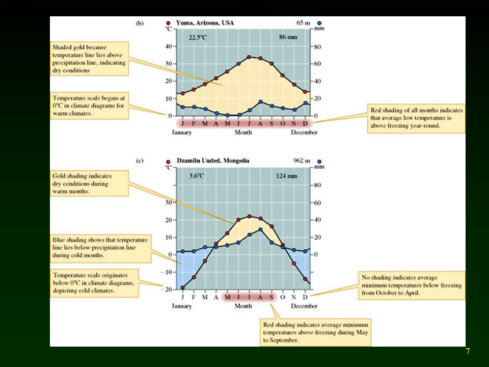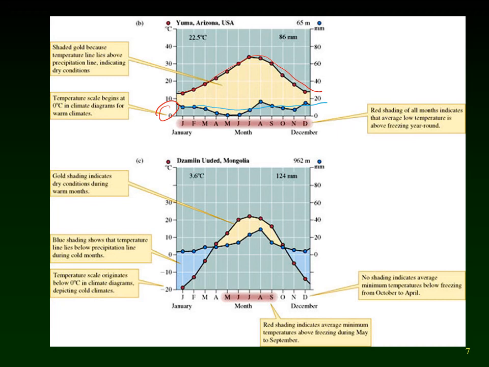Here are two different desert sites. The top one is the hot desert in Arizona. So we can see that it's always above freezing. We can see that the temperature never drops below freezing. So all year round, your temperatures are very hot, but there's never adequate precipitation throughout this for the plants to grow. And then the bottom one is a cold desert in Mongolia.